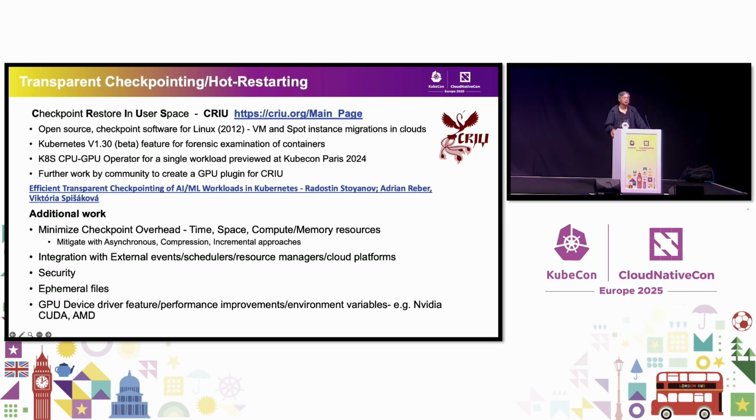In addition to that, CRIU is incorporated into Kubernetes. The 1.30 release supports forensic examination of containers, and those containers are checkpointed by CRIU. In addition, at KubeCon Paris last year, I gave a brief talk on some work we've done with NVIDIA to introduce GPU-level checkpointing to this community. I demonstrated an operator that could do a GPU-CPU checkpoint of a single workload running on a pod and successfully restart it elsewhere.